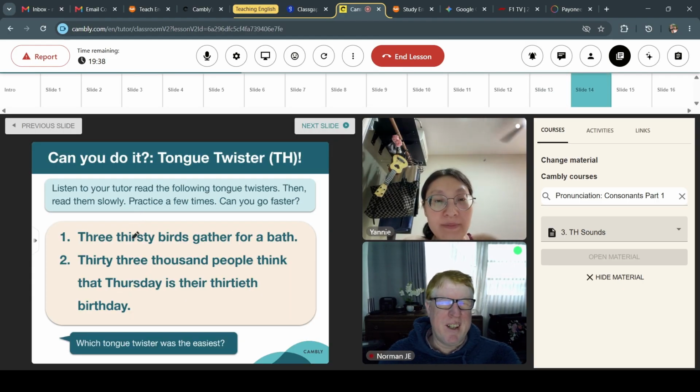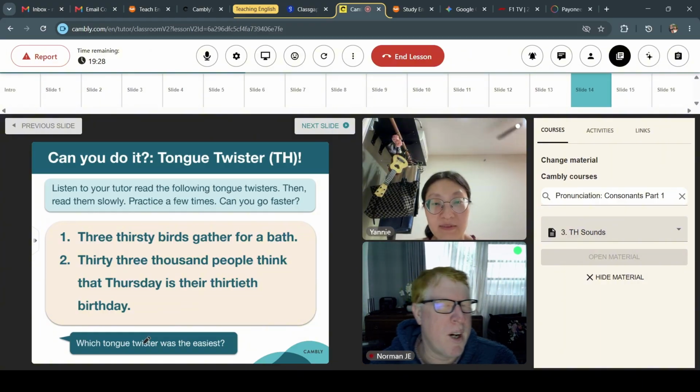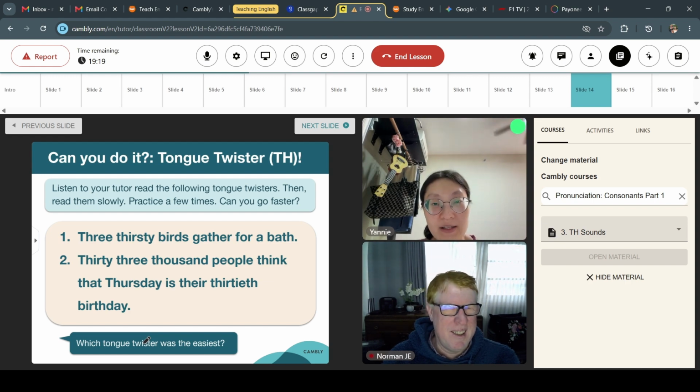Okay, so now we're going to do the tongue twisters. We just have two here. The first one: Three thirsty birds gather for a bath. You can say it. Three thirsty birds gather for a bath. Three thirsty birds gather for a bath. For a bath. Yes, good.